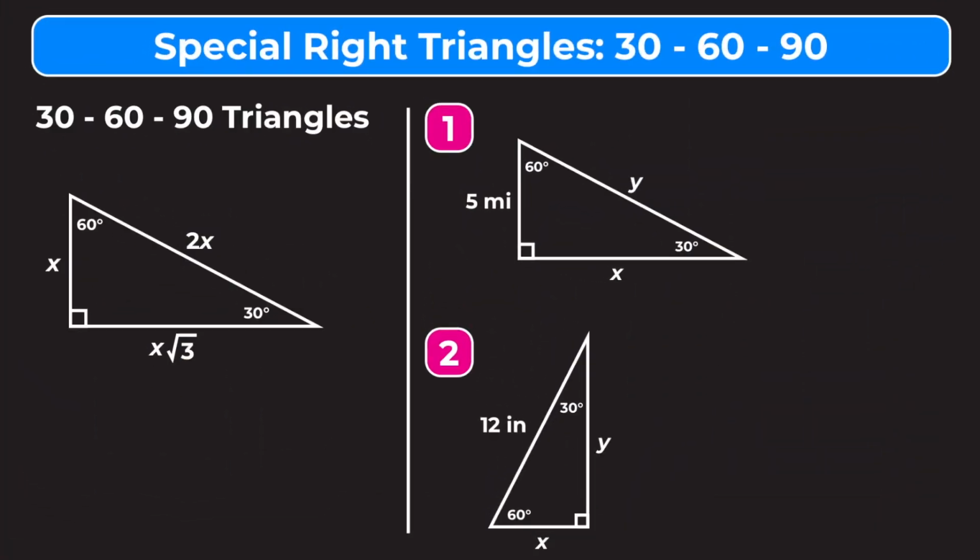In this video, we're going to work through a couple problems involving special right triangles, specifically 30, 60, 90 triangles. And if you look at the left of our screen, you're going to see this diagram, which shows us what a 30, 60, 90 triangle is and how the sides relate to each other.